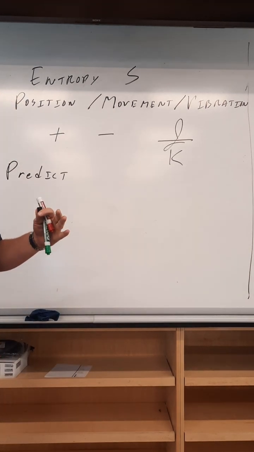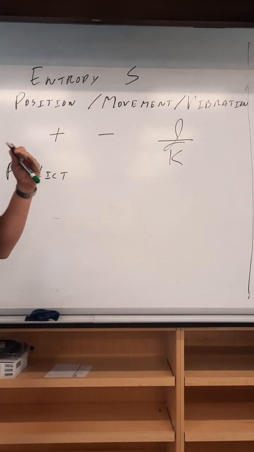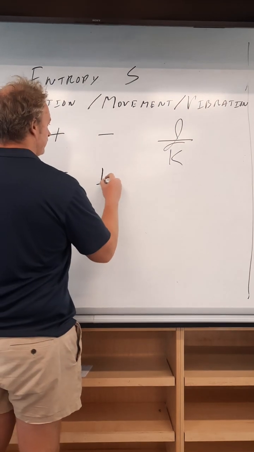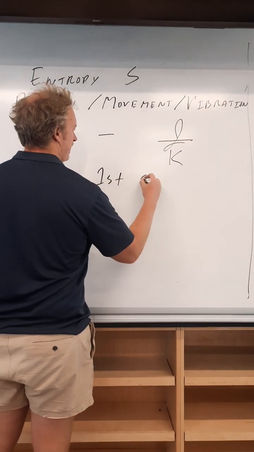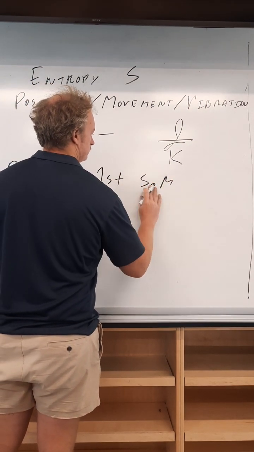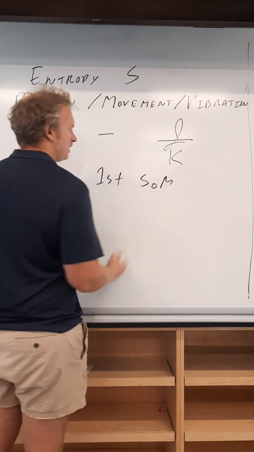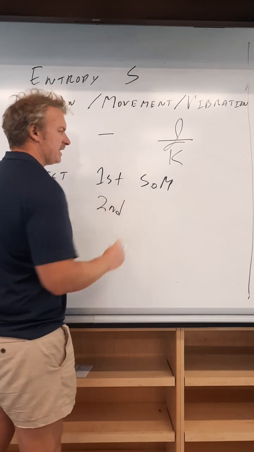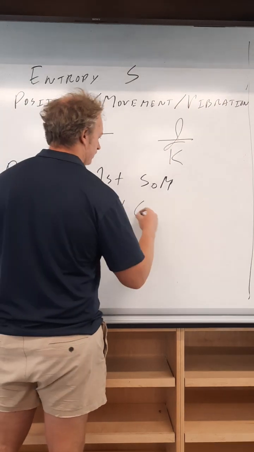Prediction will be your first skill to learn. Prediction of an increase or decrease in entropy. First thing you look at is the state of matter. Second thing you look at is the complexity of the molecule.